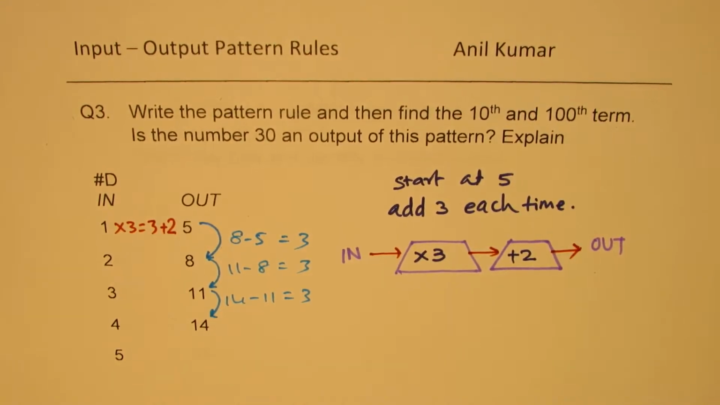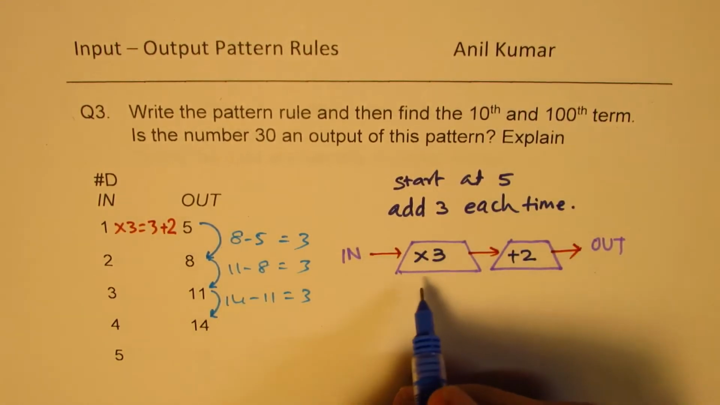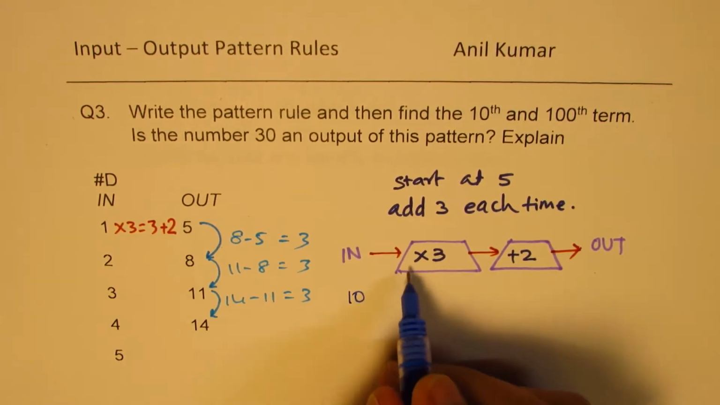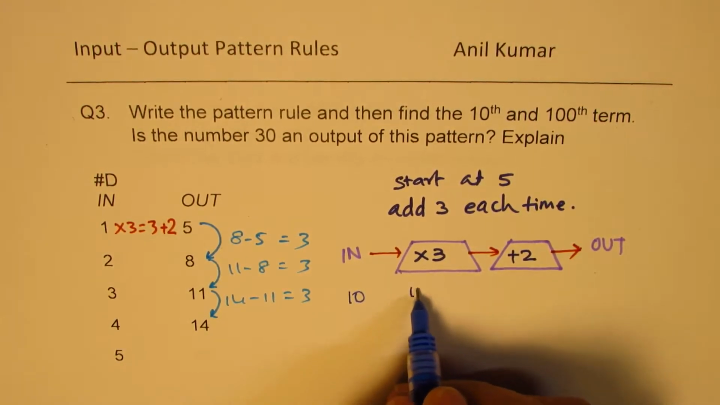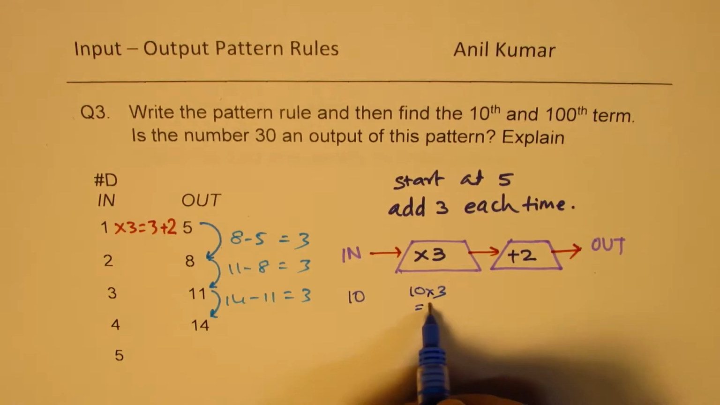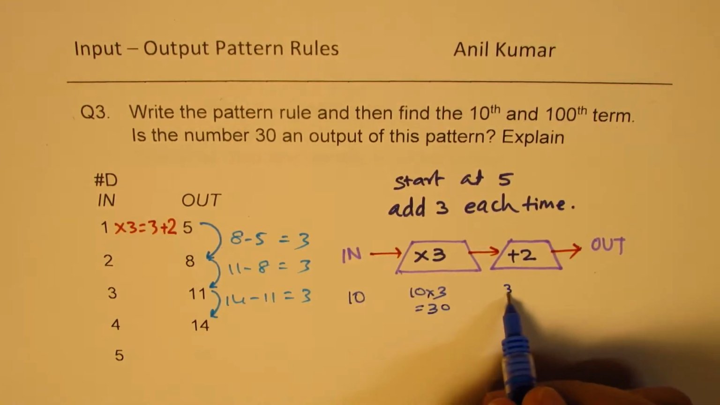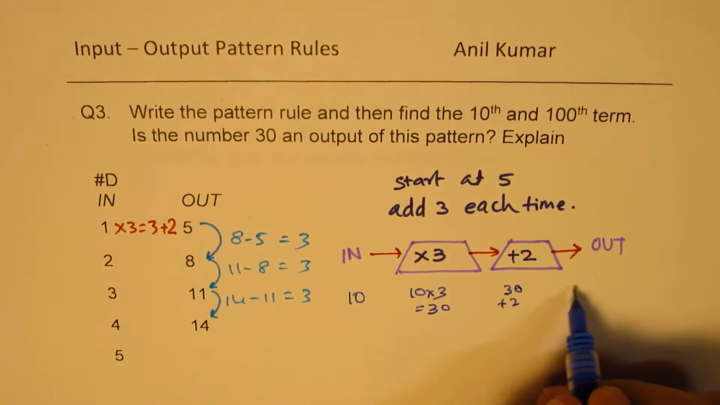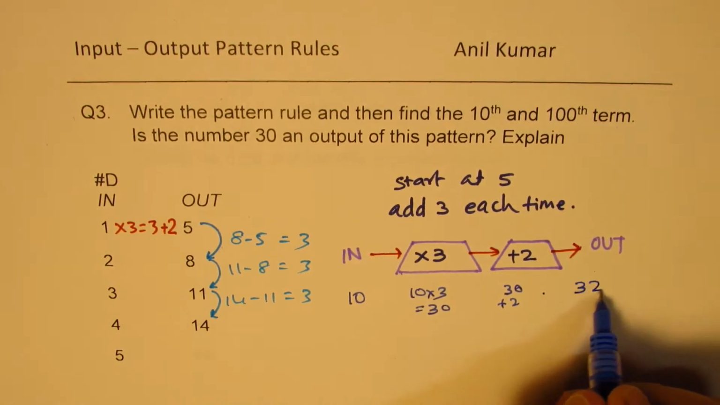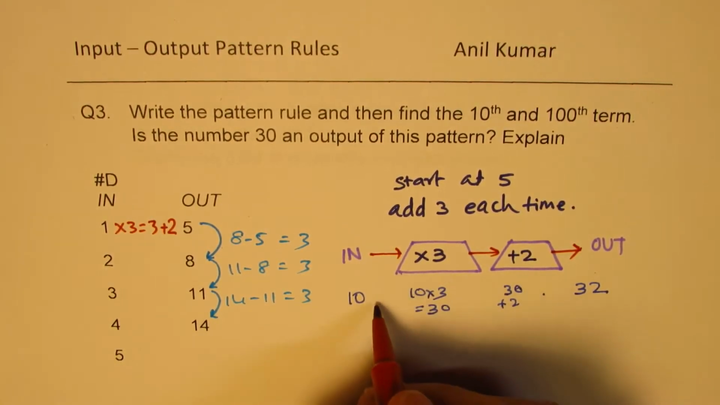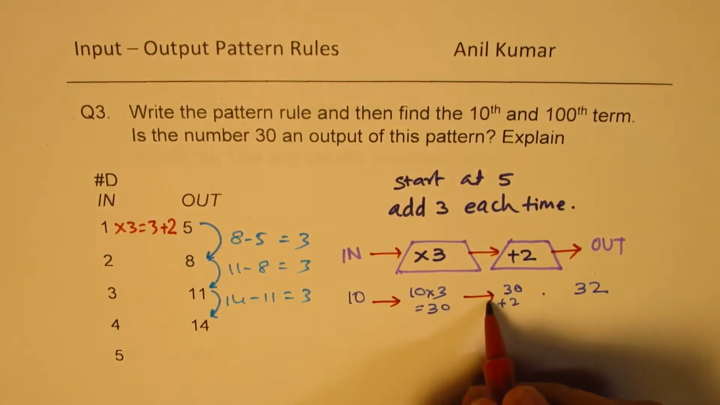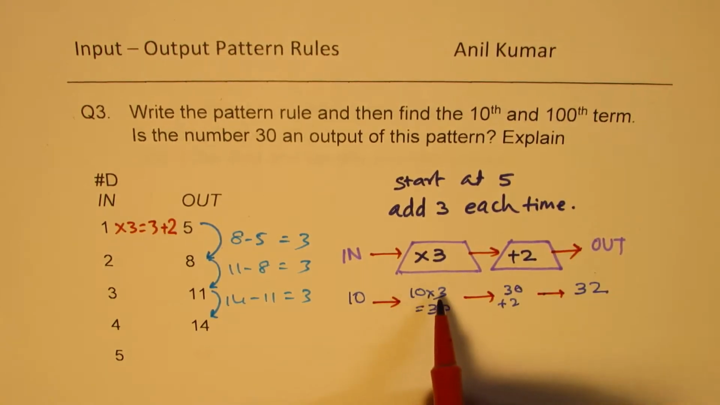Now in this case, for the 10th pattern, if I input 10, I will get the number 10 times 3, which is 30. And to 30, if I have to add 2, I get output as 32. Do you get the idea, right? So for the 10th number, the operations will be times 3, we get 30, plus 2. 32 will be the output.